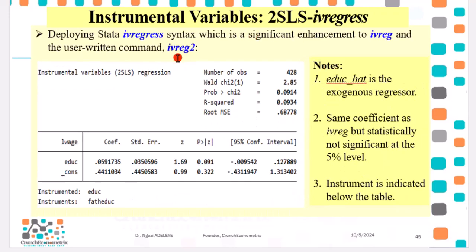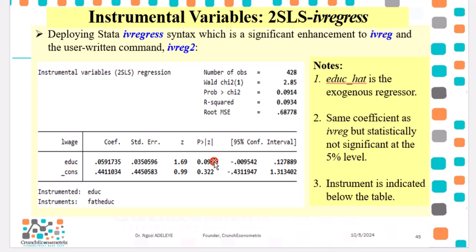For the second stage results shown below the table, this is what we have. Educ is the endogenous regressor. Remember, this is educ hat now, even though Stata will not show it as educ hat. The coefficient is significant at the 10% level, positive at 0.059. If you look closely, it is the same coefficient as with IVREG, okay? Not significant at 5%, but significant at 10%. So it depends on your level of acceptance of statistical significance.